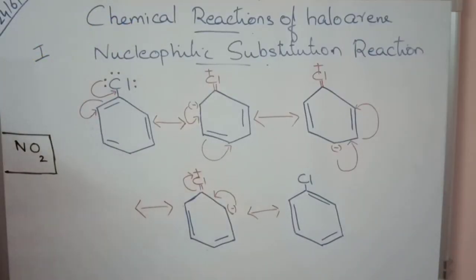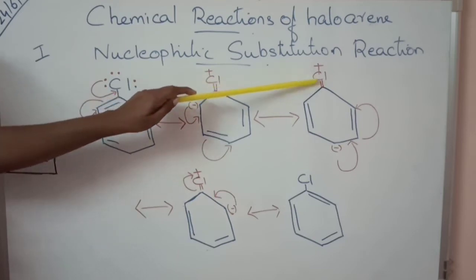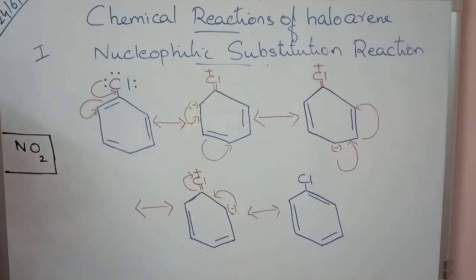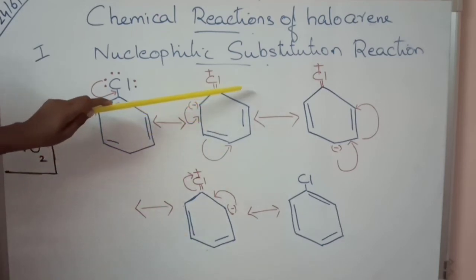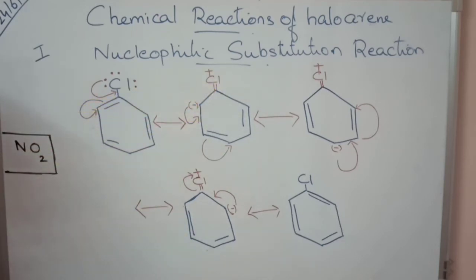Chemical reactions of haloarene. In our previous class, you have learned that haloarenes are less reactive than haloalkanes towards nucleophilic substitution reaction. What is the reason? Yes, the lone pair of electrons present at the halogen atom interacts with the pi electrons of the benzene ring, so that this halogen, here this chlorine, acquires a partial double bond character. So the cleavage of this C-Cl bond is very difficult.